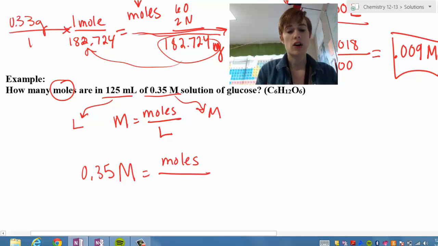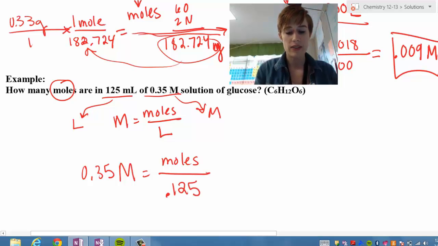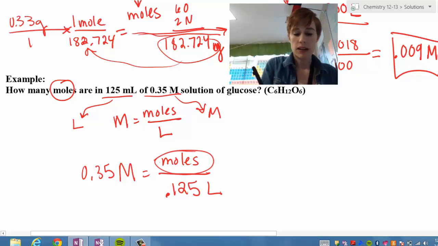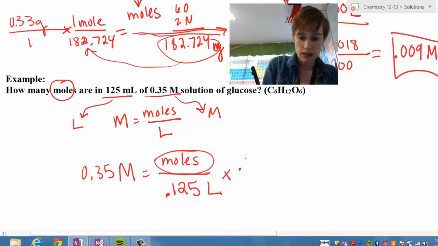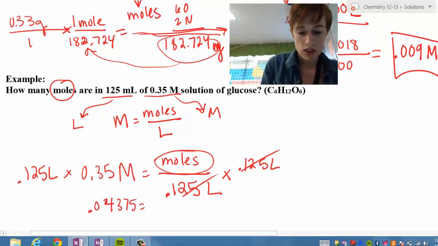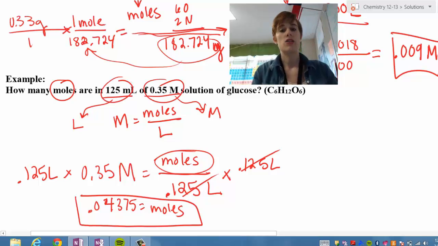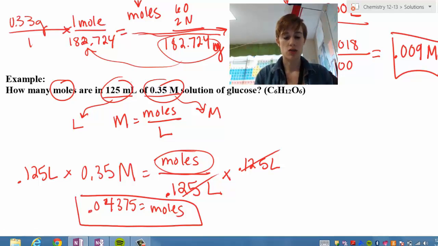And my liters, when I convert 125 milliliters to liters, I get 0.125 liters. And to find moles, I need to multiply both sides by my liters, and then I get my moles. So I do 0.125 times 0.35. That gives me this many moles in a molarity of 0.35 and a volume of 125 milliliters. Okay, so that's how we calculate molarity, concentration.